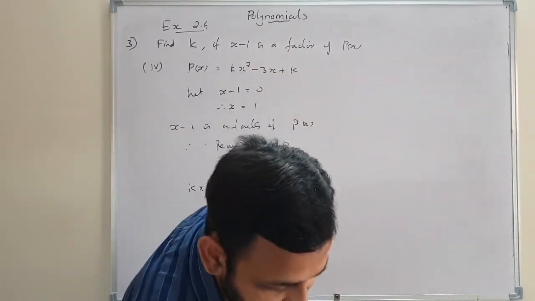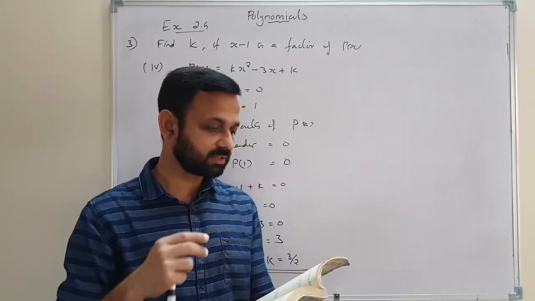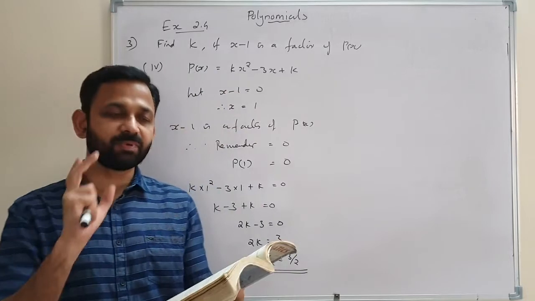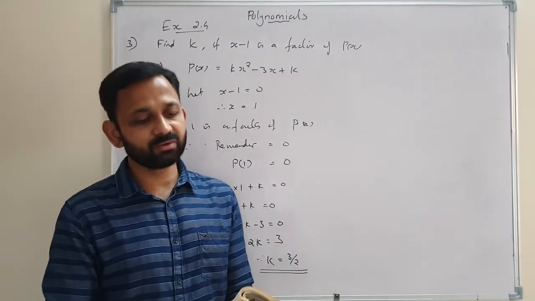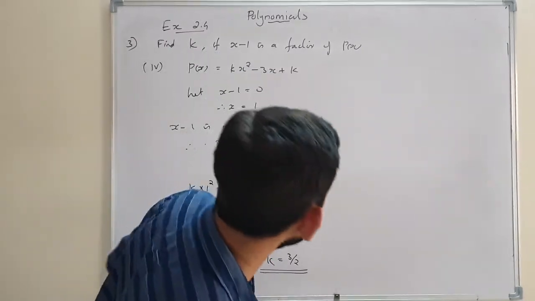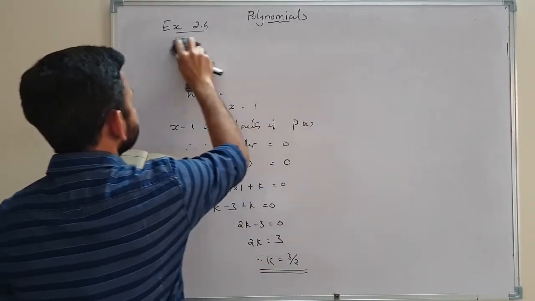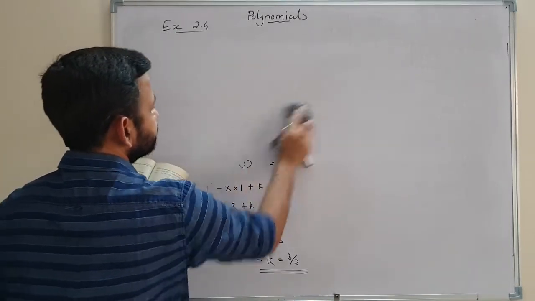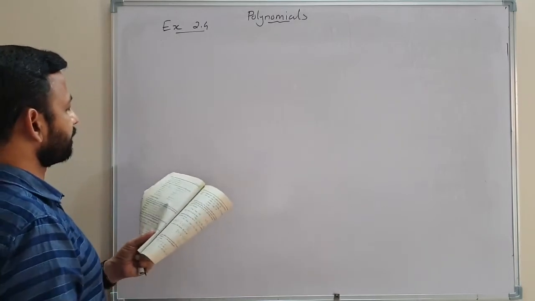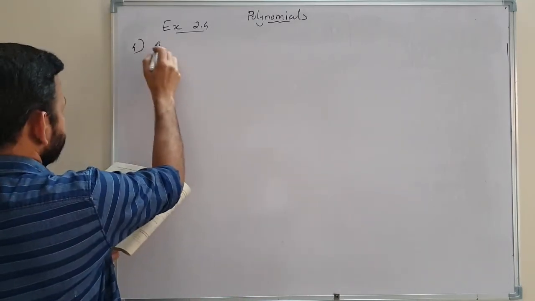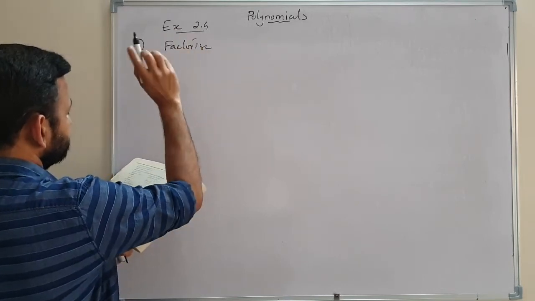We have two more questions. In this third question, I explained two parts. Then two more questions are there. It's very simple. Now we are going to do the fourth question. Question number 4. Factorize. First part.